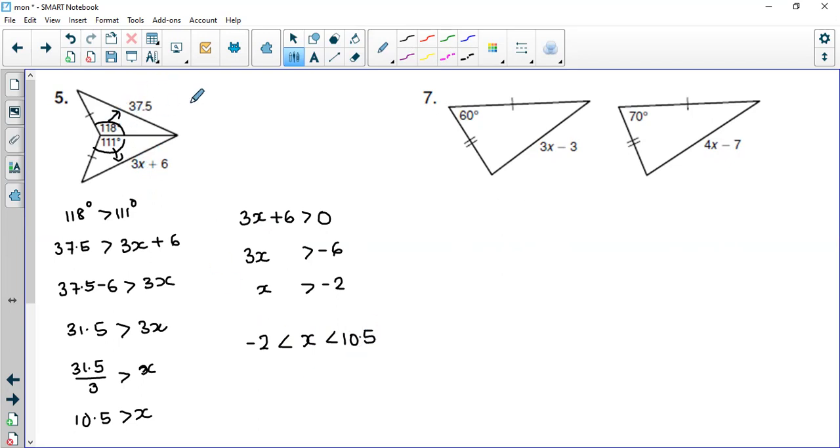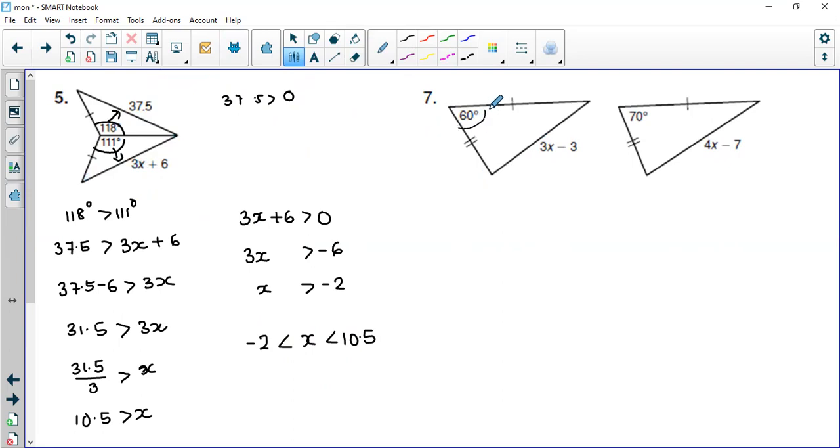Because we cannot take the inequality to be 37.5 is going to be greater than 0. That would eventually give you nothing. So we cannot take this side. We have to take only this side and then compare that with a 0. Let's do this question now.